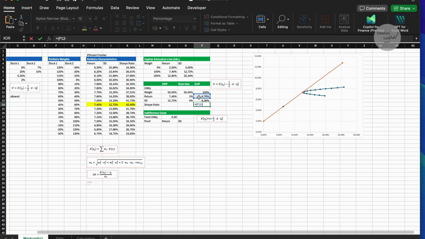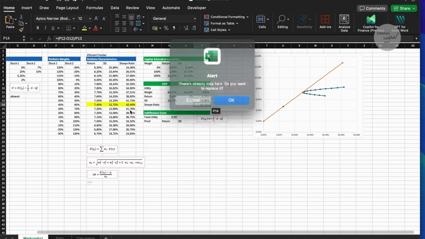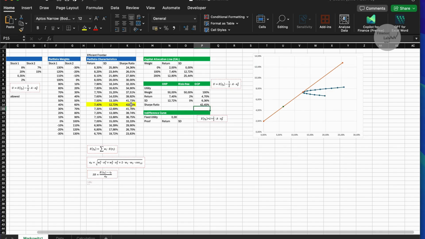With this data, we can compute the Sharpe ratio as the excess return, so just the portfolio return minus the risk-free return, divided by the portfolio standard deviation. As you can see, the Sharpe ratio does not change. Now we compute the utility for this investor. A is the level of risk aversion, typically between 1 and 10. I will use 5 for this tutorial.